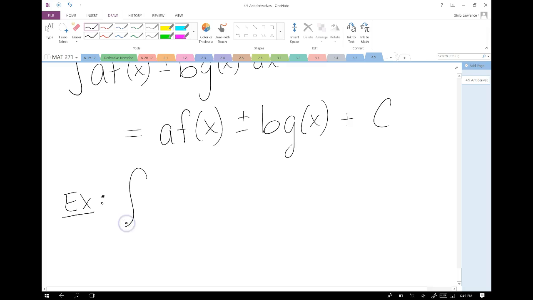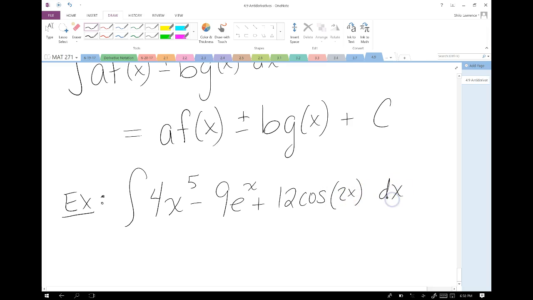So we could take the antiderivative of something like 4x to the fifth minus 9e to the x plus 12 cosine of 2x. No problem. It's got several things we need to do, but we know how to do the antiderivative of each of them. And because they're separated with addition and subtraction, we just do each of their antiderivatives individually.